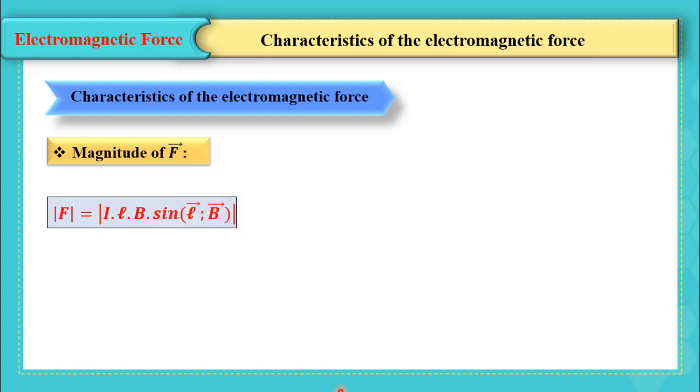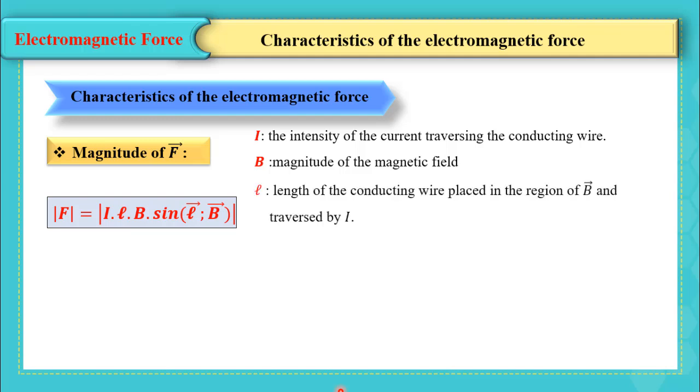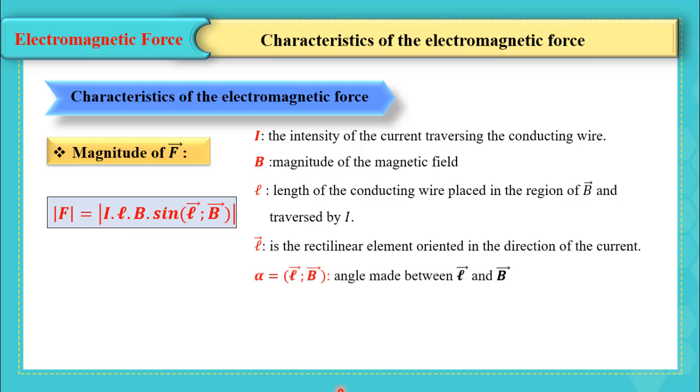Starting with the magnitude, it is I L B sine alpha, where I is the intensity of the current traversing the conducting wire, B the magnitude of the magnetic field, L the length of the conducting wire placed in the region of this magnetic field and traversed by this current I. L vector is the rectilinear element oriented in the direction of the current. Alpha is the angle made between L vector and B vector.